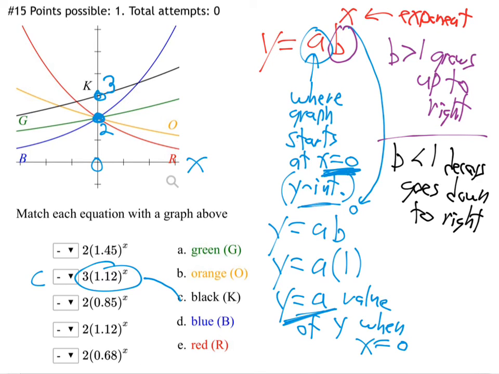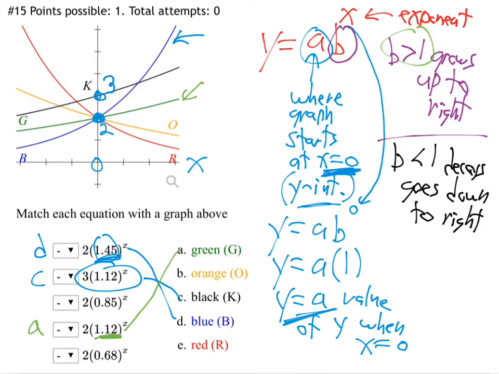All right, so let's see this blue one right here. It's going up to the right really fast. So it's got to have the biggest number. That's this one right here. That's got to be the blue one. It's got the 1.45. That's the biggest number there. And now the green one is also going up to the right. So that's this one. That's the other one that's bigger than 1. That's got to be the green one.